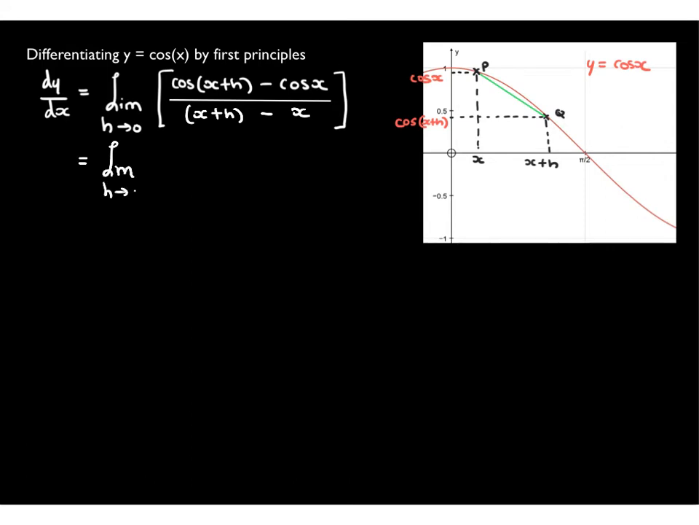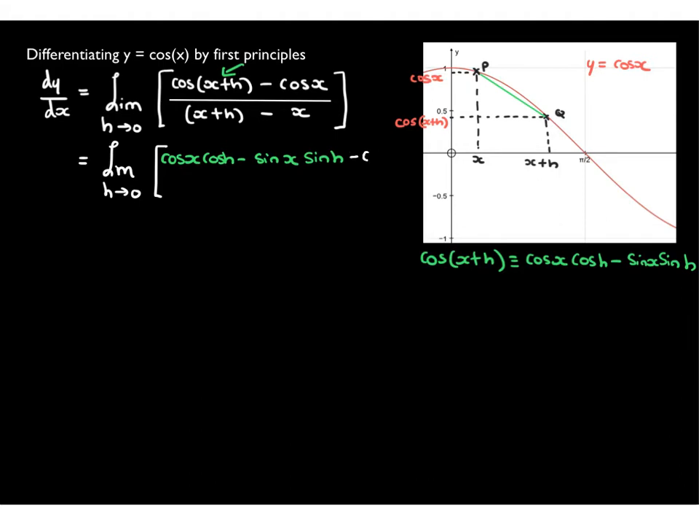we need to use an identity again for cos(x + h). So let's use our double angle formula again. cos(x + h) is cos x cos h minus sin x sin h. So this then becomes our numerator. And of course we have minus cos x, which was originally in the numerator. And our denominator, of course, is simply h.